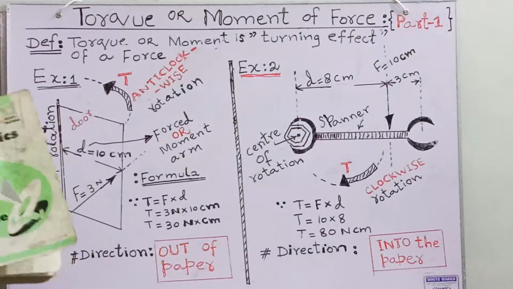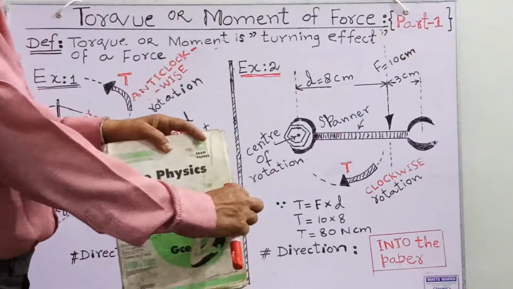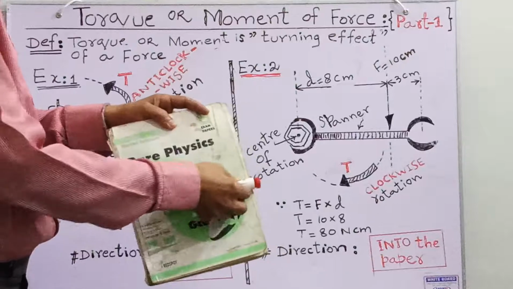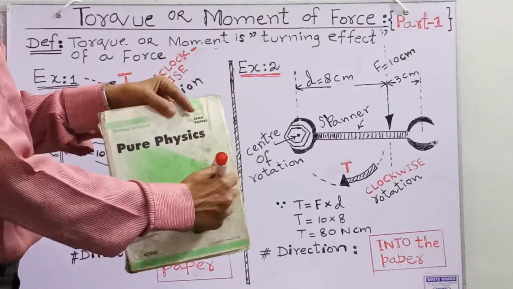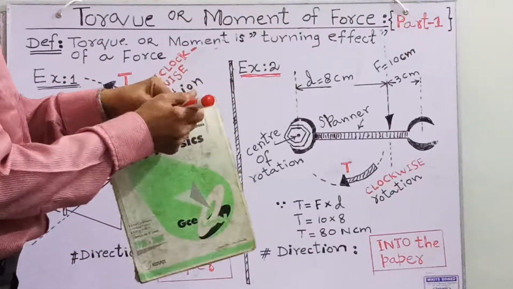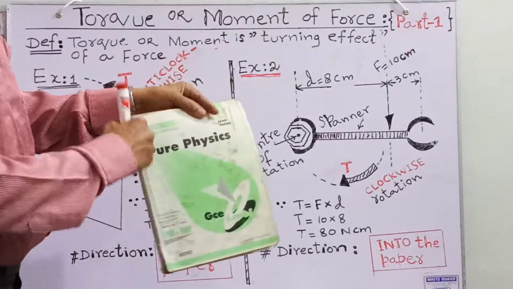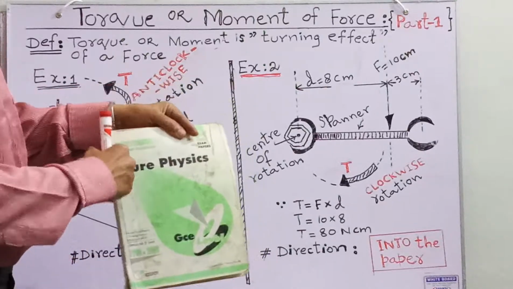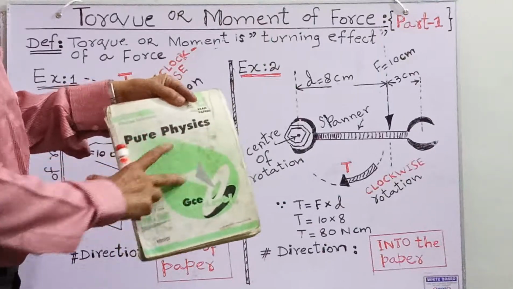Suppose this is the door and I apply the force on this point. Then this is the distance. Suppose this is the force and I am pulling or pushing it. So this is the point of application of force, and this is the line of axis of rotation. So the distance, the perpendicular distance.